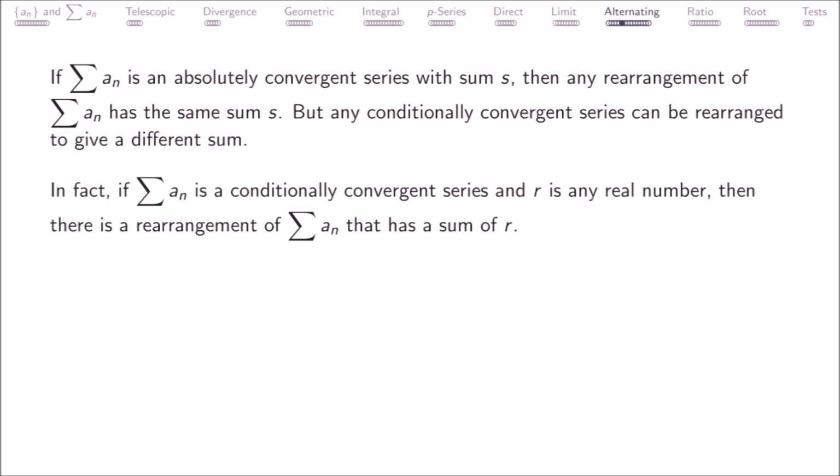If series An is an absolutely convergent series with sum S, then any rearrangement of series An has the same sum S. But any conditionally convergent series can be rearranged to give a different sum. In fact, if series An is a conditionally convergent series and R is any real number, then there is a rearrangement of series An that has a sum of R.